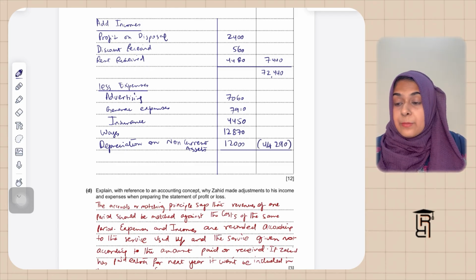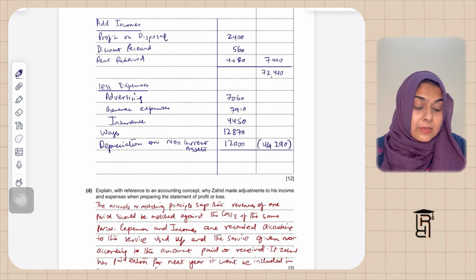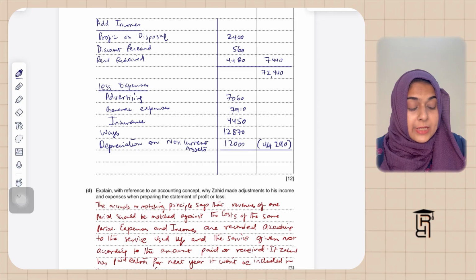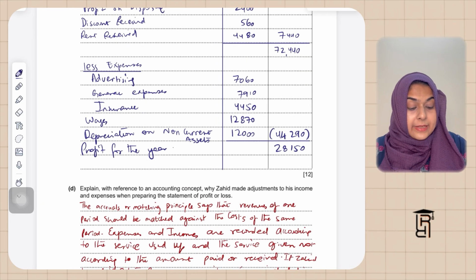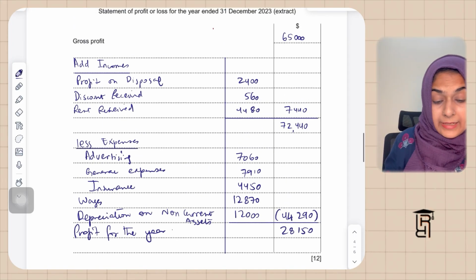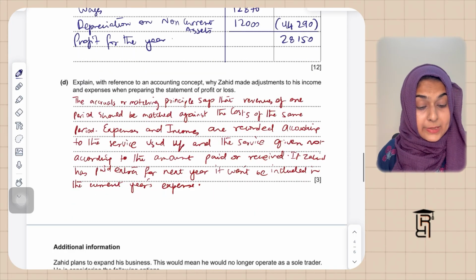And now when I subtract the both the values, 72,440 minus 44,290 is going to give me 28,150. This is my profit for the year. ये मेरा profit for the year, यहाँ लिख देती हूँ profit for the year. And that's it for a 12 mark, like this 12 mark. You get 12 marks for this income statement.